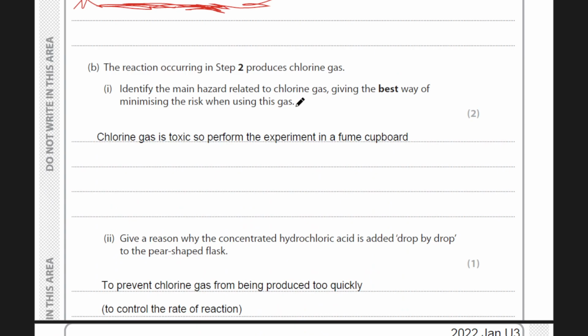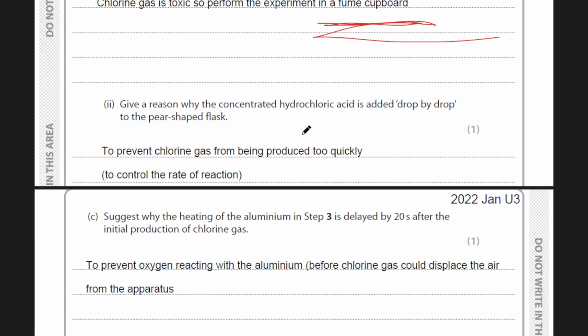The reaction in step 2 produces chlorine gas. Now, the hazard, always remember, we have seen this before in our previous questions of unit 2 and unit 5, is that the only hazard related to chlorine gas is that it's toxic in nature. And that is why the safety precaution for any experiment which involves the production of chlorine gas is to ensure that the experiment is performed inside a fume cupboard. All right, so it's nothing new.